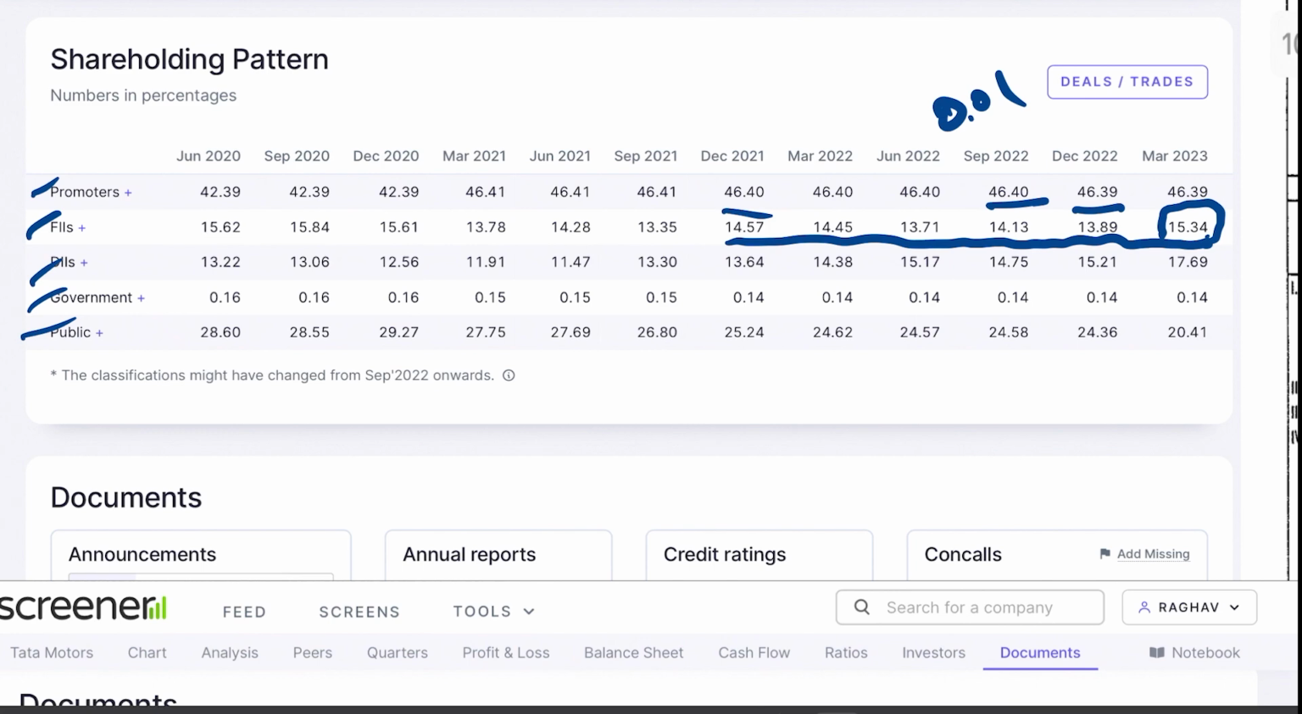Again, DIIs, domestic institutional investors, within India, some companies like LIC, HDFC Insurance, and many others would have invested in such stocks. So they are also considered domestic institutional investors. They have also increased in the month of March 2023. If you notice from December, it is 15.21. Now they have increased their holding, which means they would have also found some valuable information. So they are staying invested in the stock.